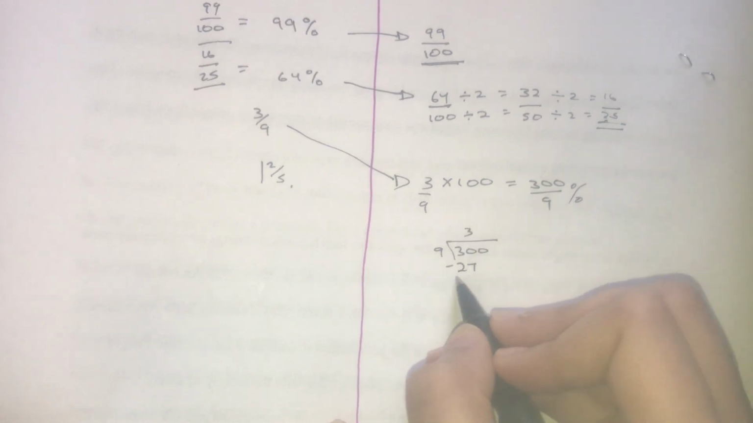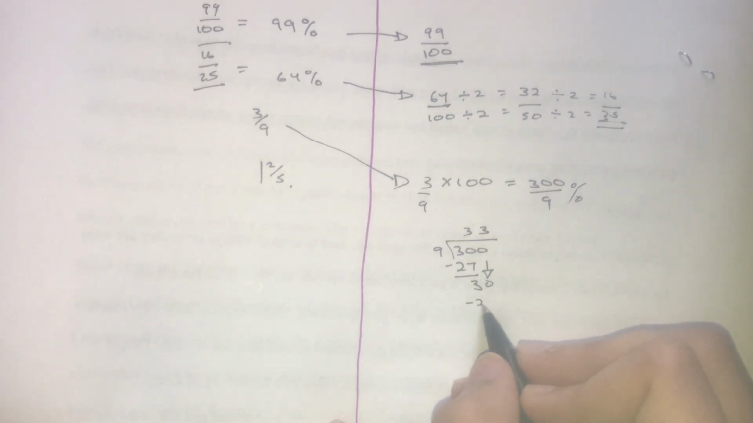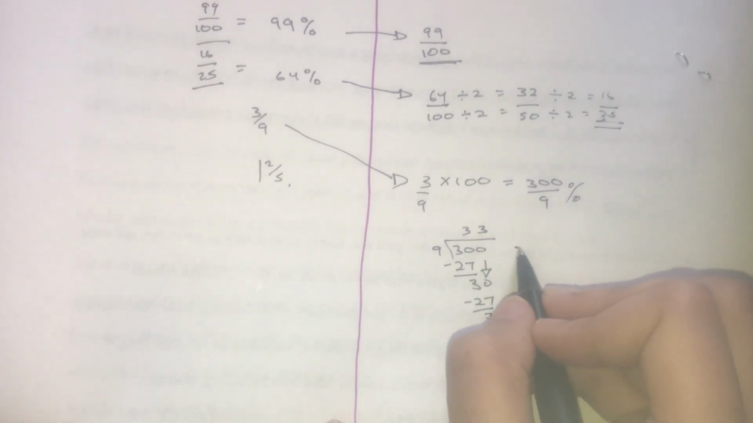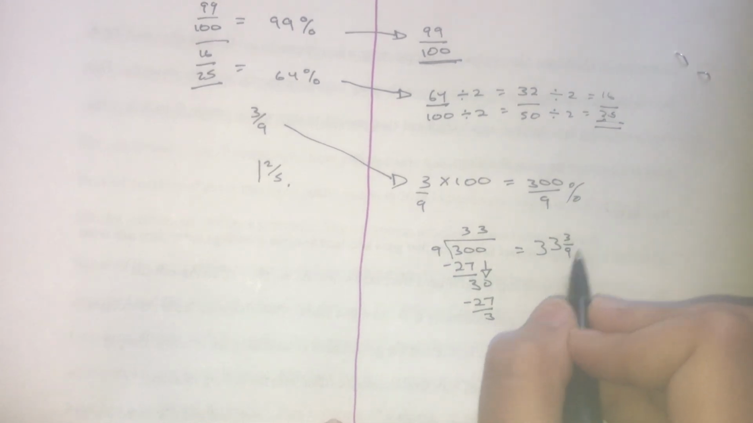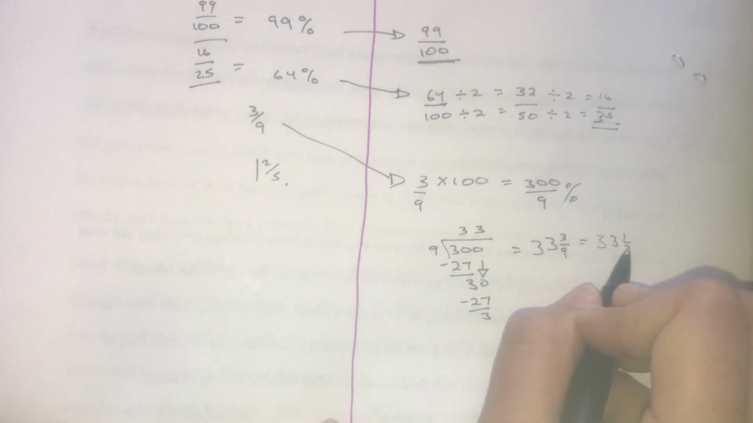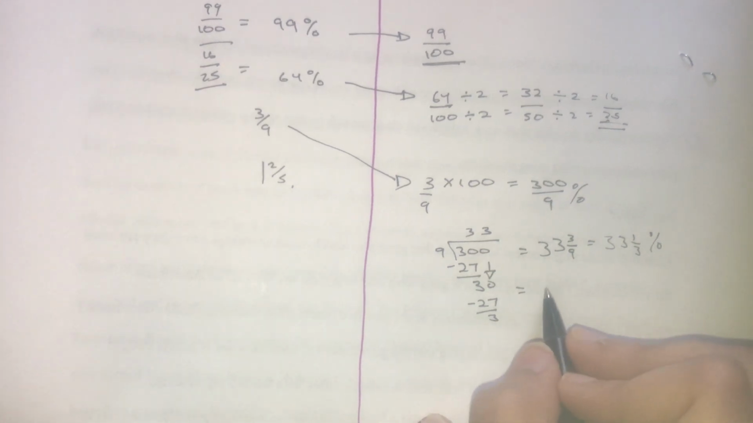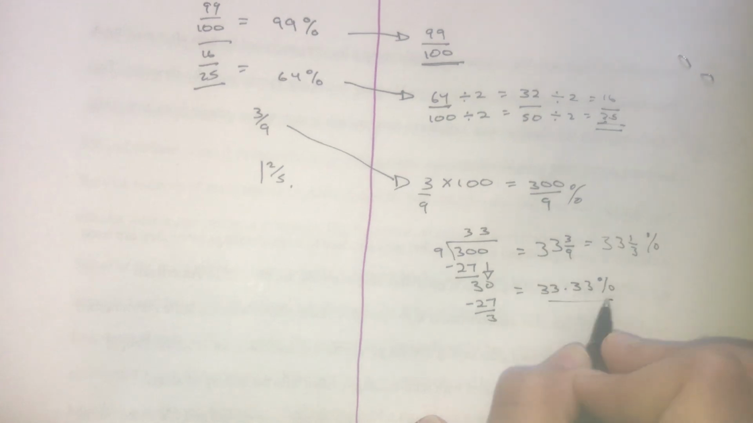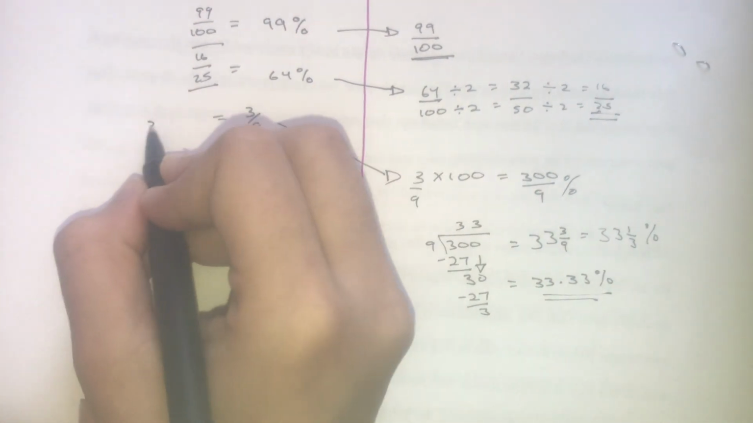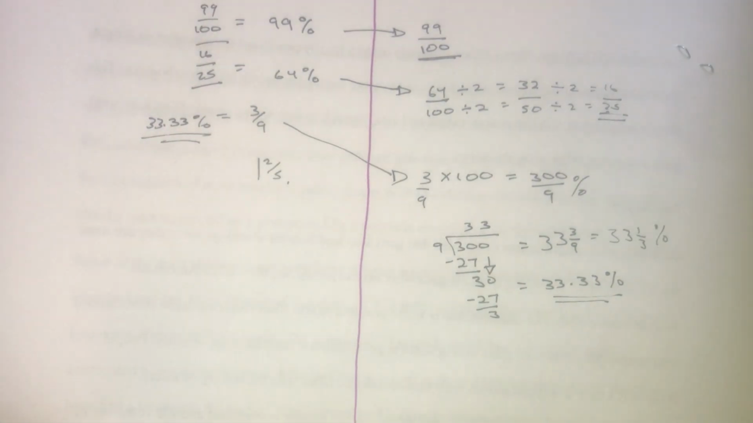3 times 9 is 27. Remainder is 3. Bring down the 0. Again 3 on top. 3 times 9 is 27. Remainder is 3. So you can either write it like this: 33 1/3%, or you can write it like this: 33.33%. So that's your choice. Let's write it in decimal here. So percentage can also be in decimal form or fraction form, as long as it's been multiplied by 100.